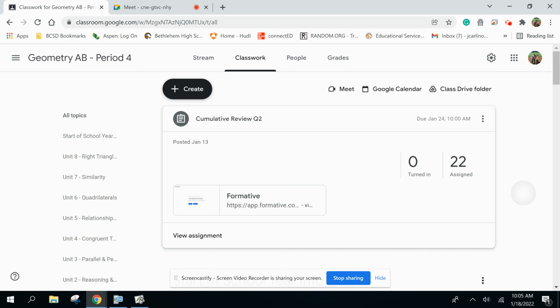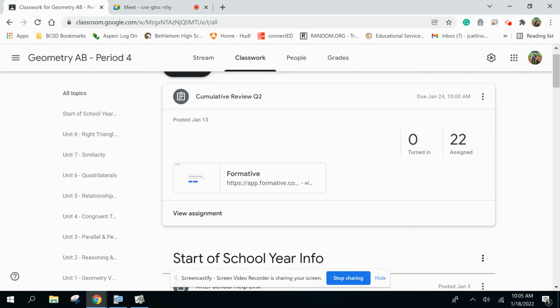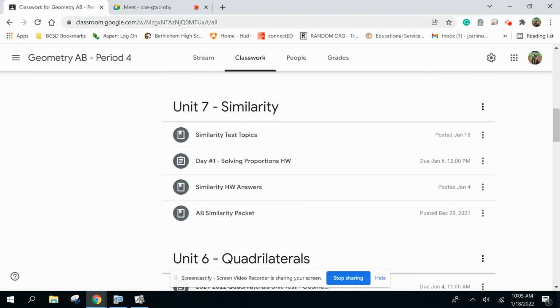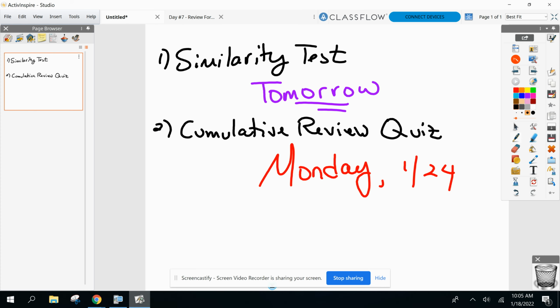All good? Also under classwork, just so you don't have to copy anything down, under Similarity you'll see Similarity Test Topics. That's what I'm about to go over right now. Whatever you want to jot down as far as notes, that's your call, because I'm going to go over this pretty thoroughly here.